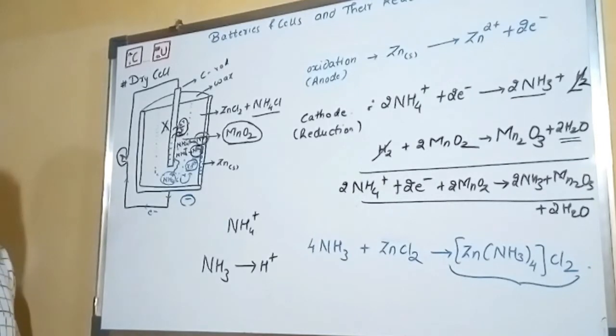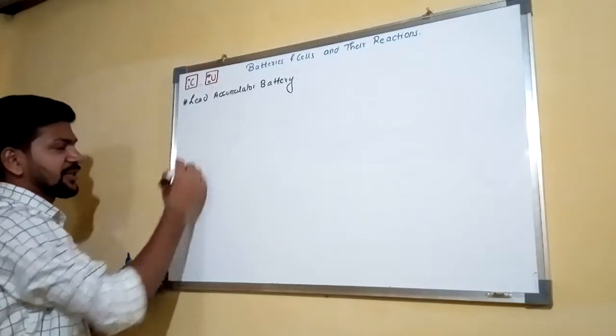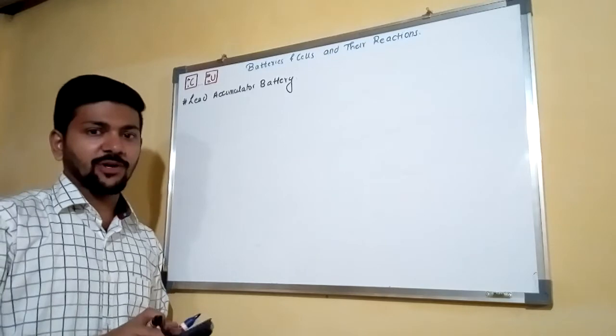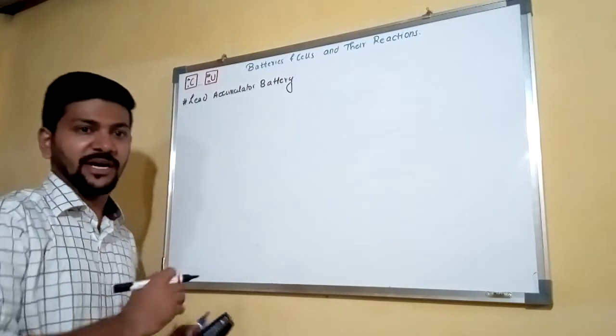The next will be the lead accumulator battery. So this will be the construction. The diagram given in the textbook is a bit complicated, so let me simplify this diagram for you.